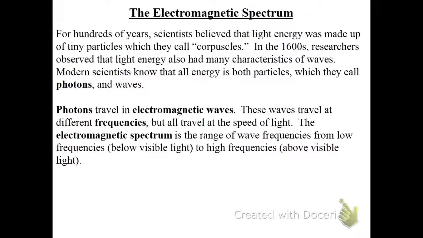And photons travel in what we call electromagnetic waves. These waves travel at different frequencies, but they all travel at the speed of light. And the electromagnetic spectrum, which is what we're going to be talking about in this lesson, is the range of wave frequencies from low frequencies to high frequencies. So we're going to talk about all the different types of electromagnetic energy in this lesson.